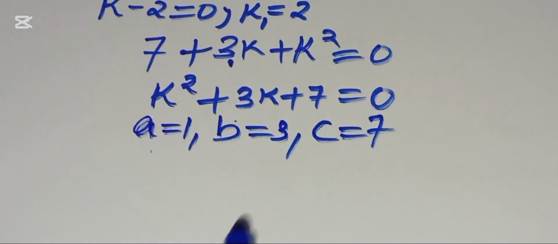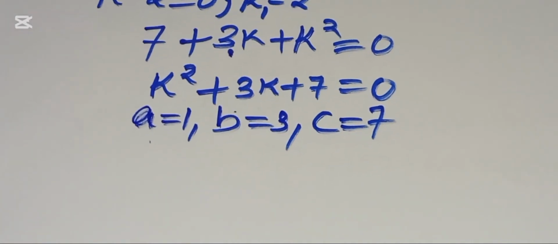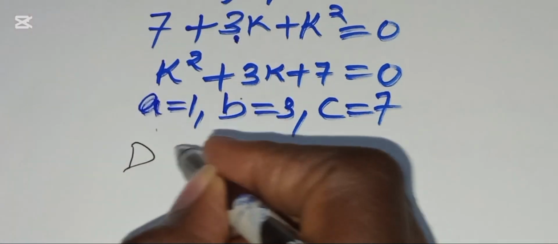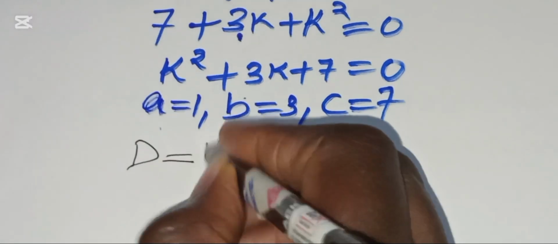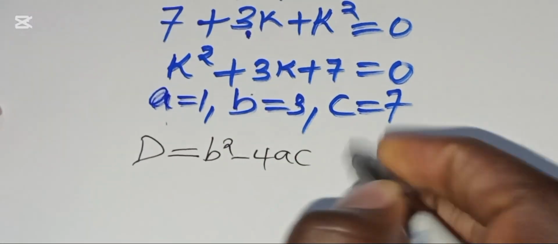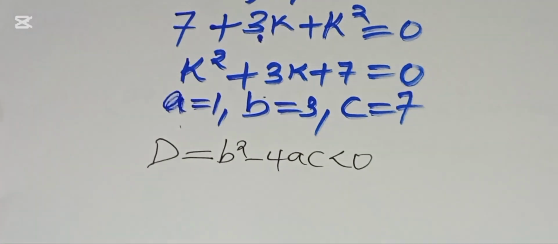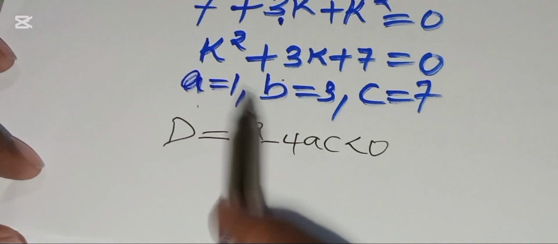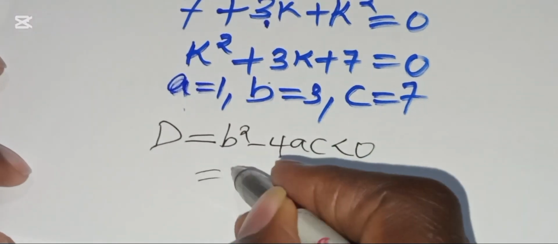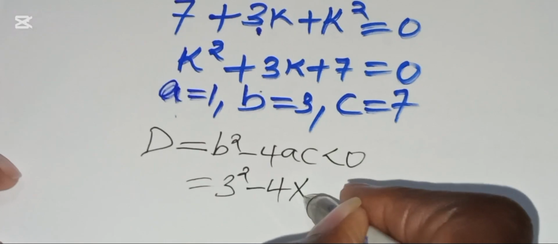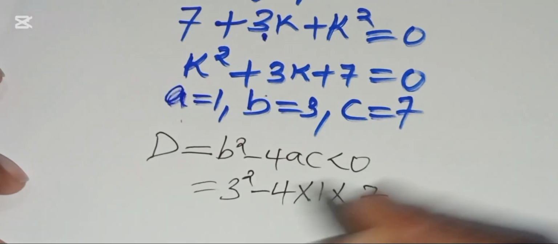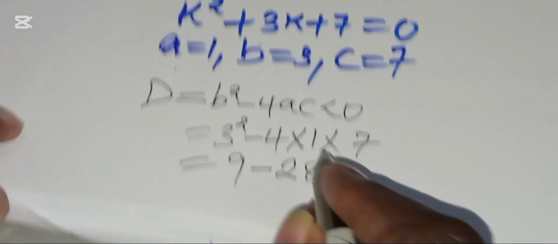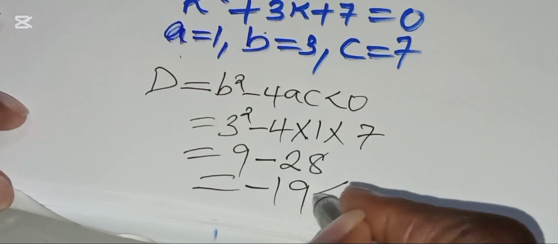Now from here, we can determine the discriminant value, which is expressed as b squared minus 4ac. We want to check if we have real roots for our quadratic equation, or rather imaginary roots. Now let's substitute the values here. b squared is 3 squared, subtract 4 times a, which is 1, times c, which is 7. So this is 9 subtract 28, so that we're going to have negative 19, which is less than 0.